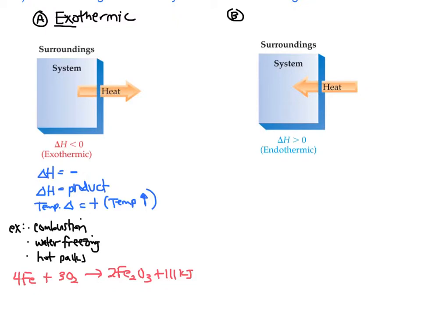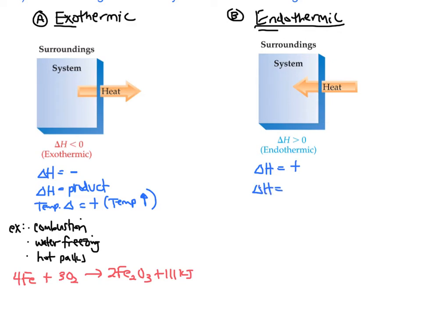All right, and a reaction where the surroundings are giving heat to the system, or the system is absorbing from the surroundings, these are called endothermic reactions. And the way I remember endothermic is endo means into. So heat is flowing into the system. So in this case, its delta H is going to be positive because it's taking in. So absorbing means positive delta H.